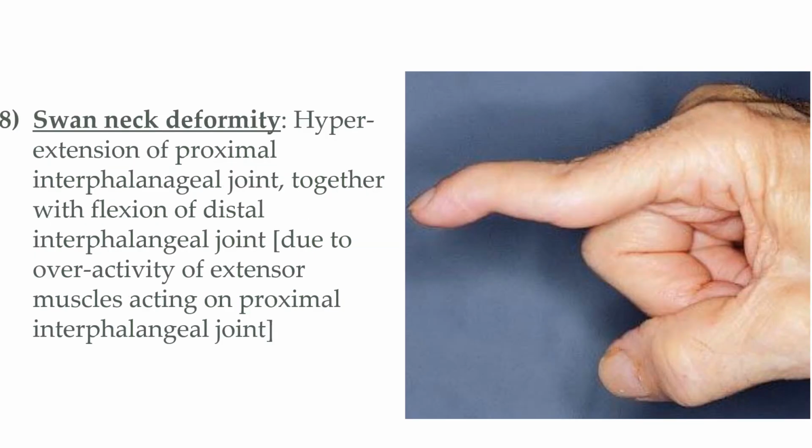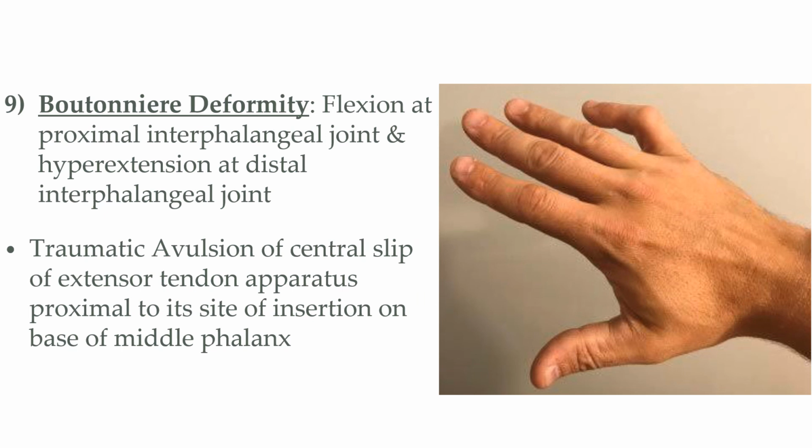The next condition is swan neck deformity, in which hyperextension at the proximal interphalangeal joint occurs along with flexion at the distal interphalangeal joint. This flexion at the distal interphalangeal joint occurs due to overactivity of the extensor muscles which act on the proximal interphalangeal joint. The next condition is Boutonniere deformity. In this, flexion at the proximal interphalangeal joint occurs and hyperextension at the distal interphalangeal joint occurs, as you can see in the fifth digit in the illustration on your right.